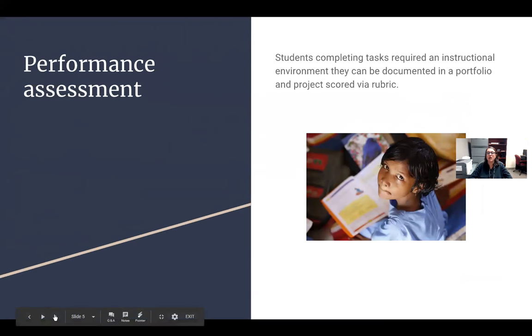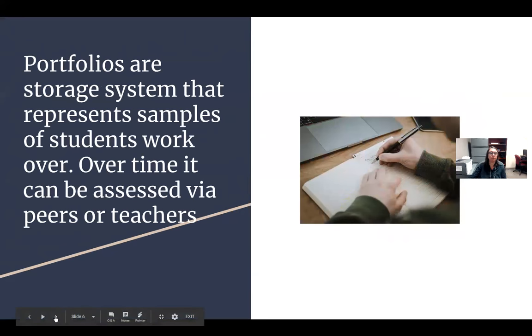Performance assessment is completing tasks in an instructional environment, and they can be documented in a portfolio, and they're scored via rubric. So this is making sure that it happens during school. The thing that we were talking about before was a real life situation, maybe reading a stop sign, writing a sign. This is something that they need to do during the course of instruction.